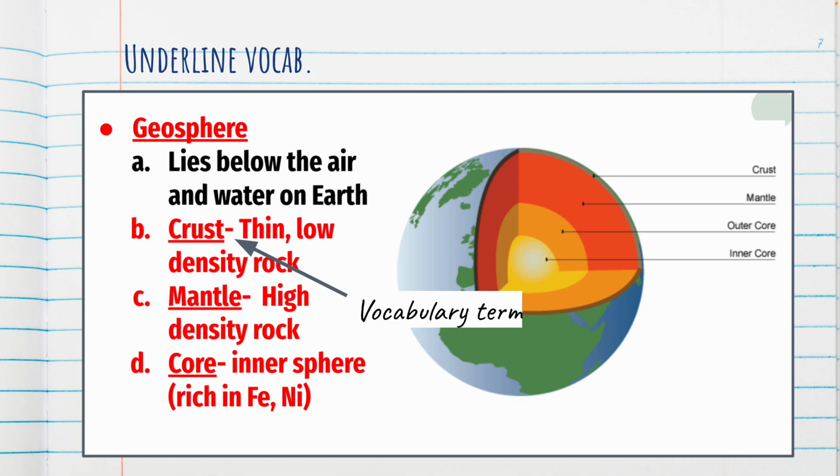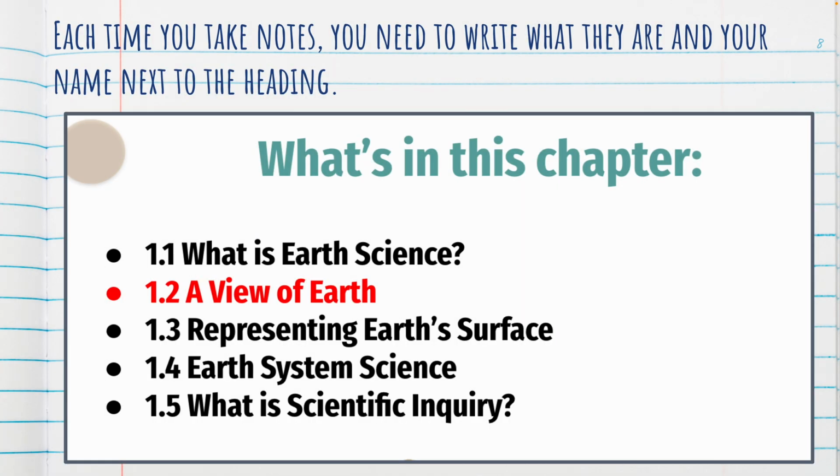Underline vocab. Crust, that's a vocab term. Underline it. Thin, low density rock doesn't need to be underlined, but the term needs to be underlined. Vocab terms are the top thing that you ever study for anything. So that's just a nice indicator to you, hey, super important term.